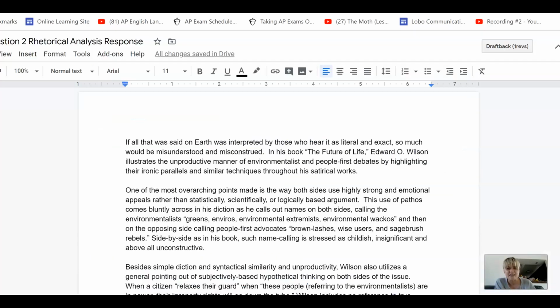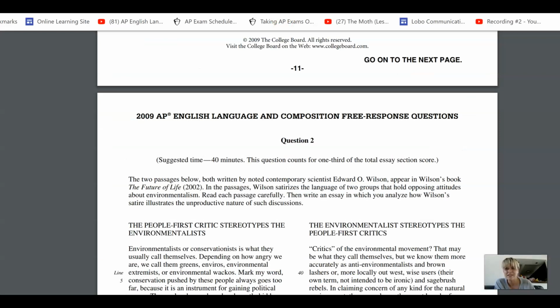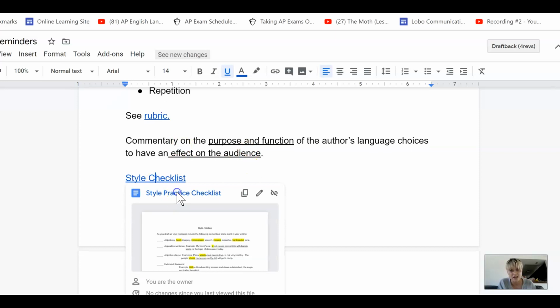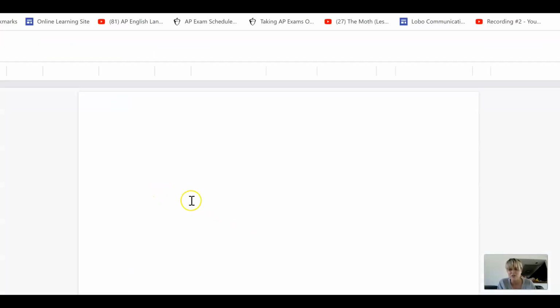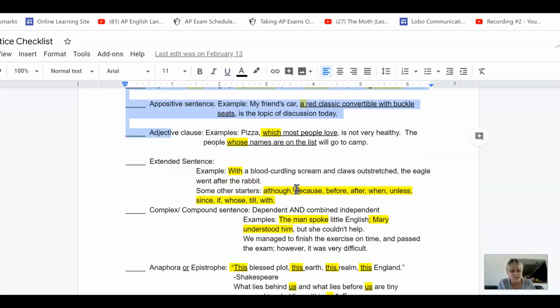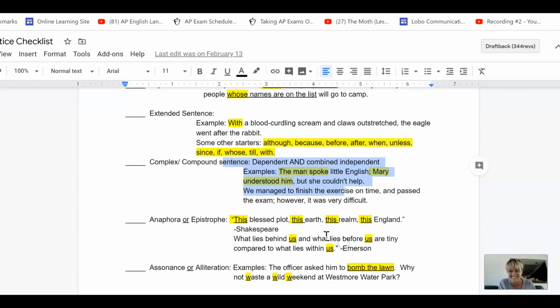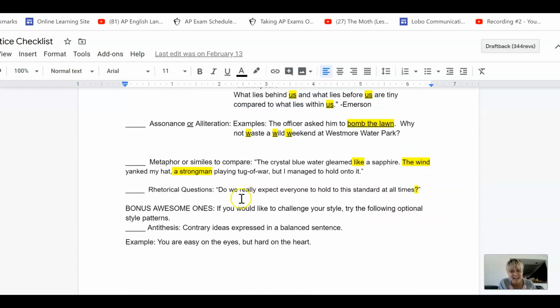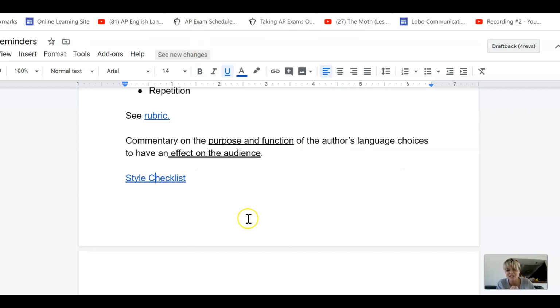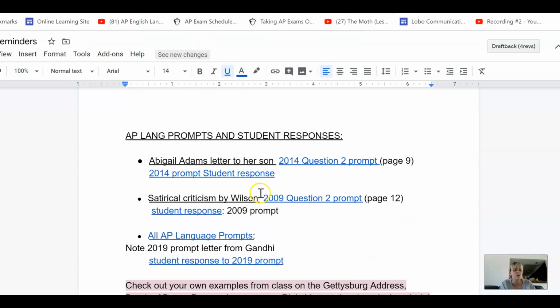So let's look at a couple more things. I did post a link to the style checklist from our class, if you're interested in that. It's a reminder about adding adjectives, appositive phrases, extending your sentences, compound-complex sentences, all of that kind of thing, playing with your own style. This is just a good reminder, like, oh, I should add some of these to my writing. It helps deepen your style. So that's on there. And then I wanted to go ahead and do a couple of practices.